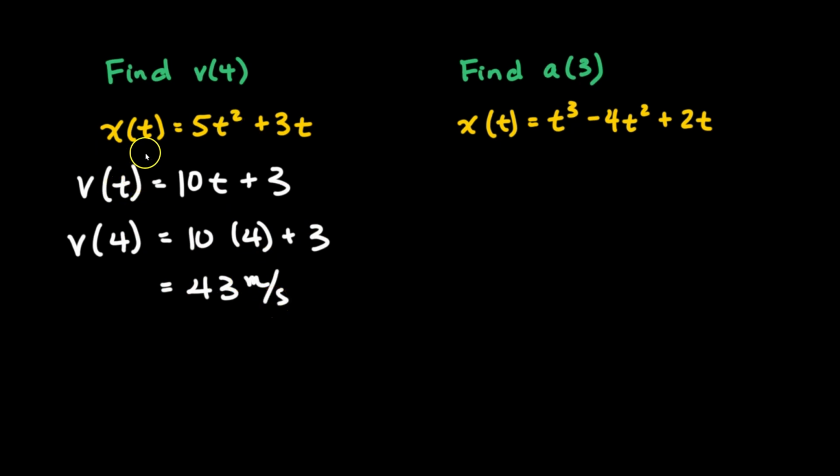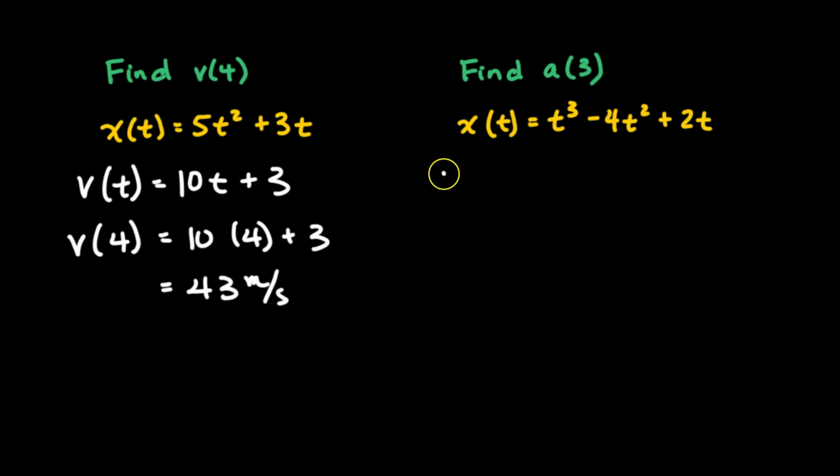And in our first example, we have the position is equal to 5t squared plus 3t. The derivative, the velocity will be the derivative of that function, and we get 10t plus 3. Substituting 4 into this function, we get 43 meters per second.